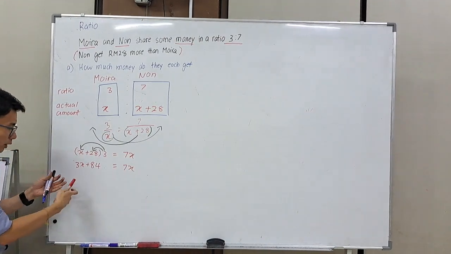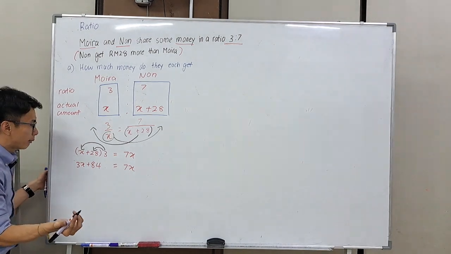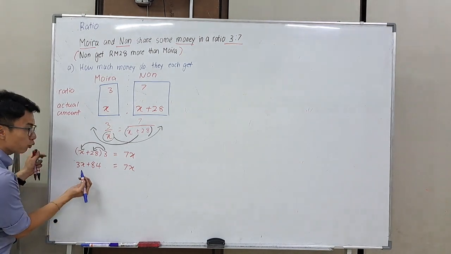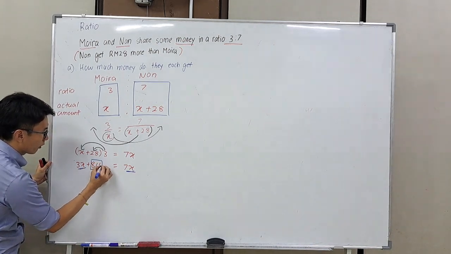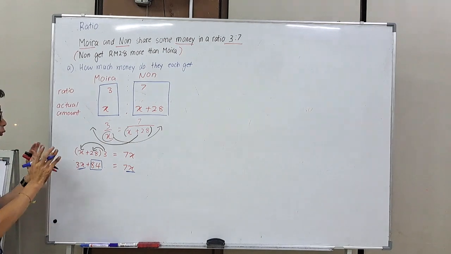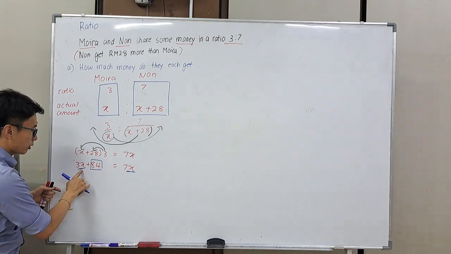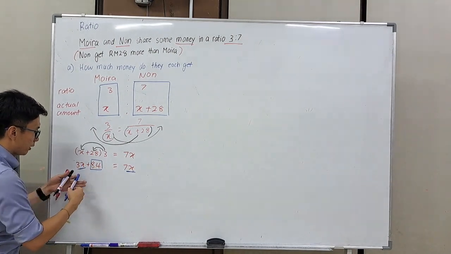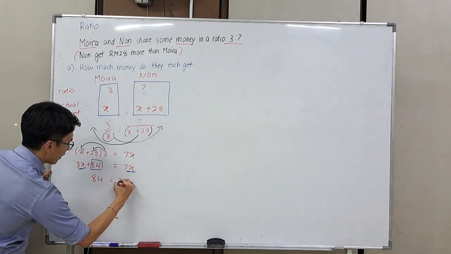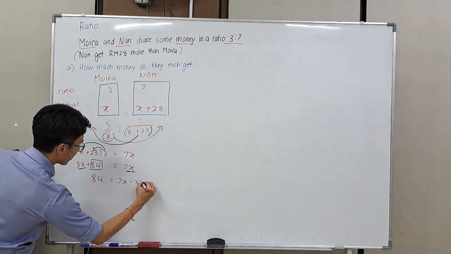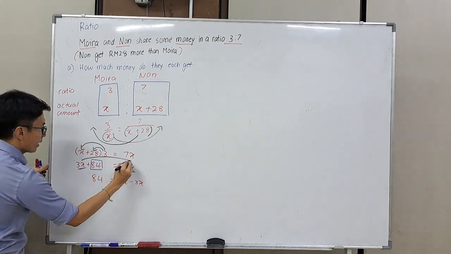Now what do I do here? I have an equation over here. Now I'm going to collect like terms. When I say like terms, it means bringing the family together. I have two families here: the x family and the number family. I'm going to put the x family together and leave the number family by itself. So I have 84 equals 7x minus 3x. This one I bring over here, and it becomes minus now.